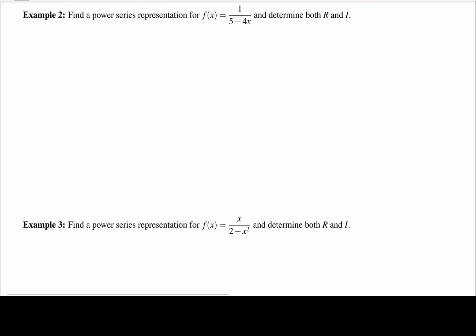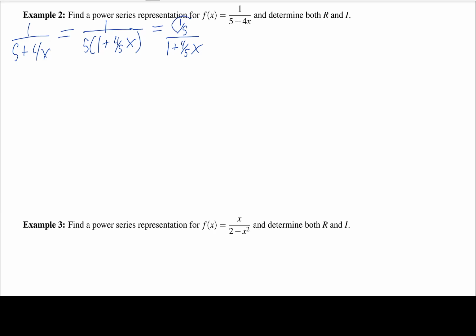Okay, now let's look at example 2. This one's a little bit harder because it doesn't look like it's in the form of a over 1 minus r. So what I'm going to do is note that 1 over 5 plus 4x is the same thing as 1 over 5 times 1 plus 4/5 x. All I did was factor a 5 out of that. Now I can say that this is 1/5 over 1 plus 4/5 x.